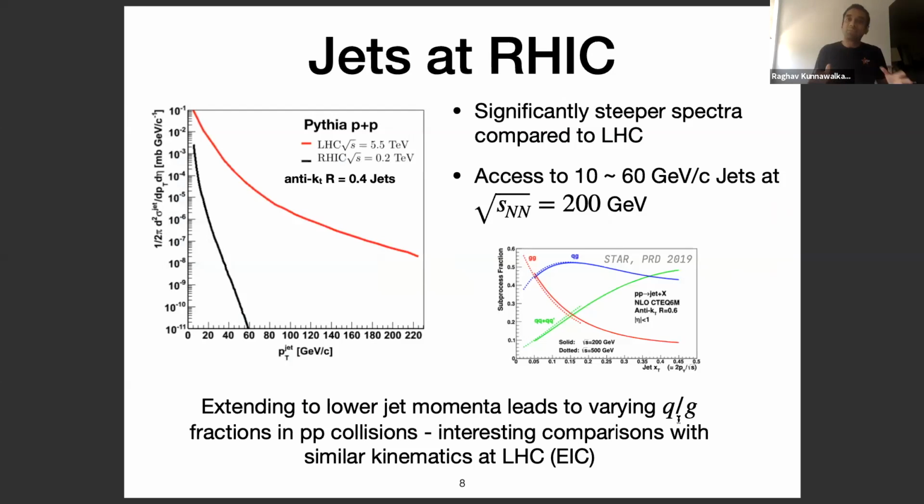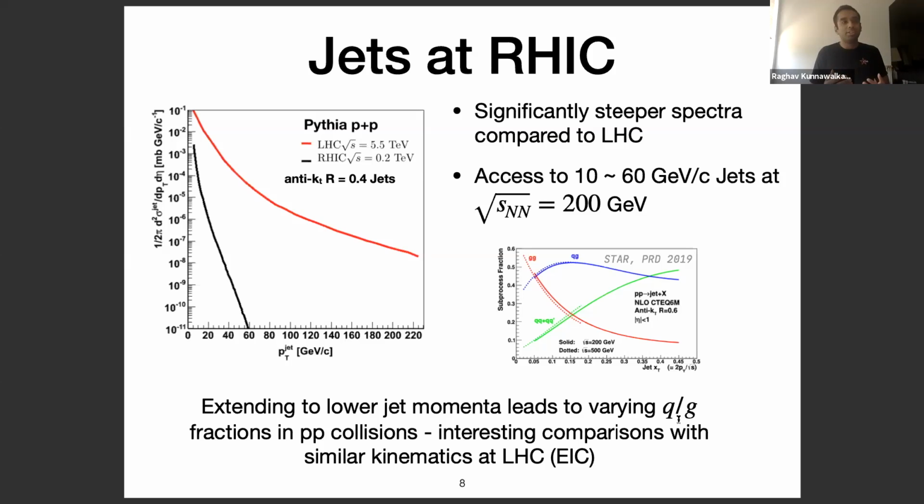So jets at RHIC. If you're coming from the LHC, which I know a lot of us are not, I like to show this slide. When we compare it to the LHC, the spectra at RHIC is much steeper, right? So we have access to roughly 10 to 60 GeV jets for a center of mass energy of 200 GeV. But given that, for example, ALICE can also measure jets in the upper end of the spectrum, maybe 40, 60 GeV, they do that pretty often.